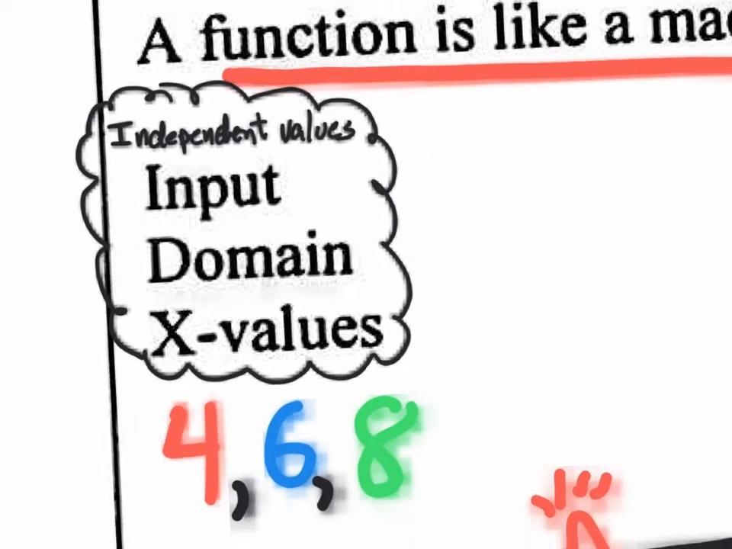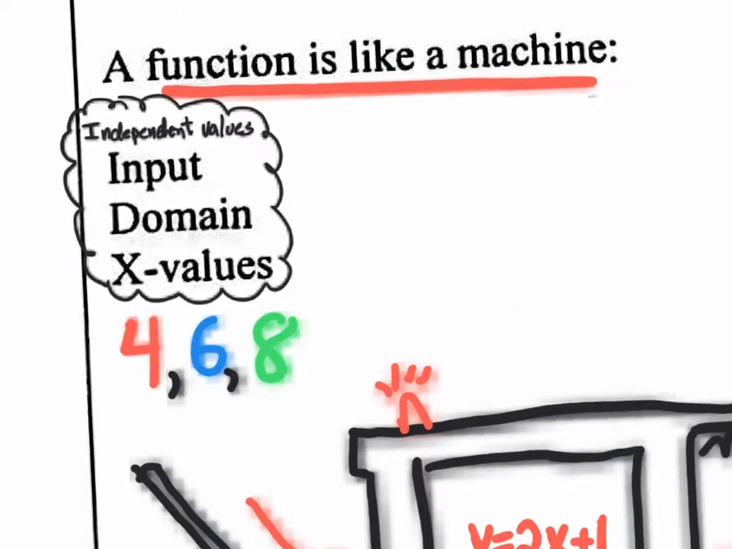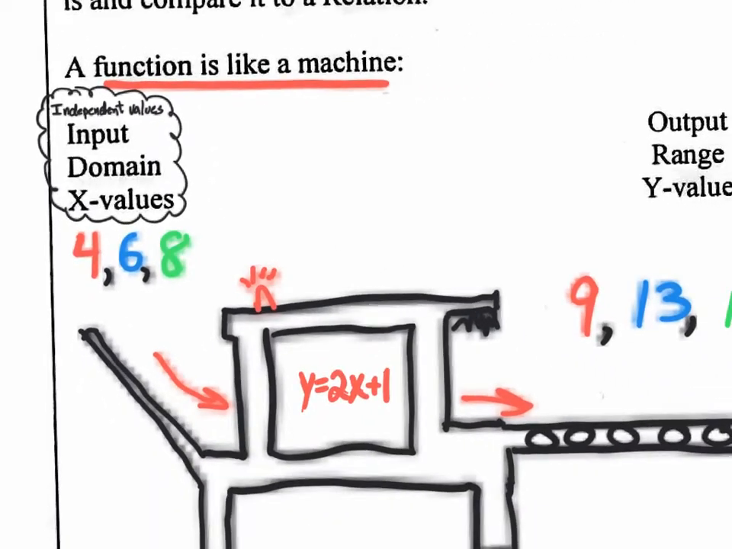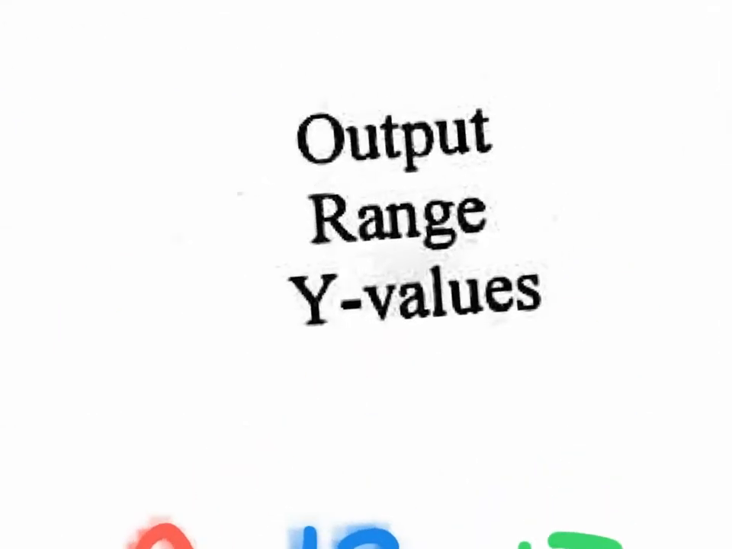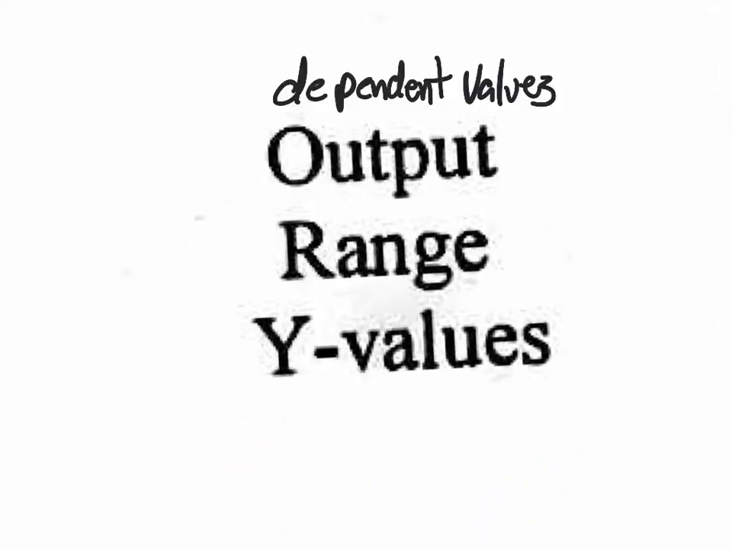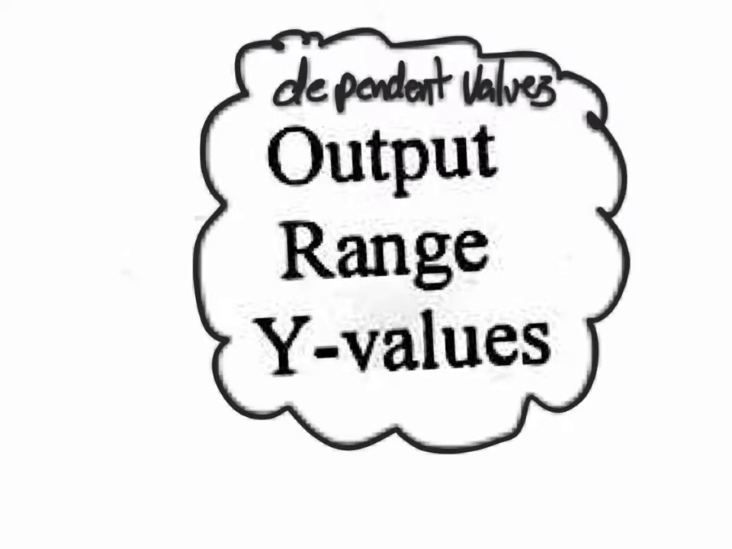Now, why would I call the inputs my independent values? What do you think I want to call my outputs if the inputs are the independent values? Dependent, that's right. So on the output, those are the dependent values. And again, I'm going to put my little cloud around that thing because all this list of words, they all mean the same thing. They're my y values, they're my answers, okay?